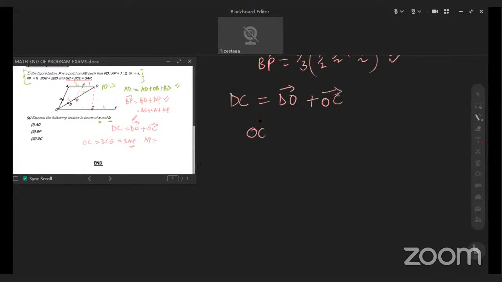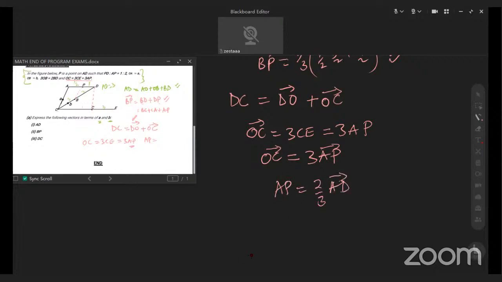But we know our OC is equal to 3CE, which is equal to 3AP. What does this indicate? It means that OC can be equal to 3AP. That's what it means. So, meaning we know that our AP is equal to 2 out of 3 AD. So, meaning you are going to multiply by 3 here as well. So, this will be 2 out of 3 AD.